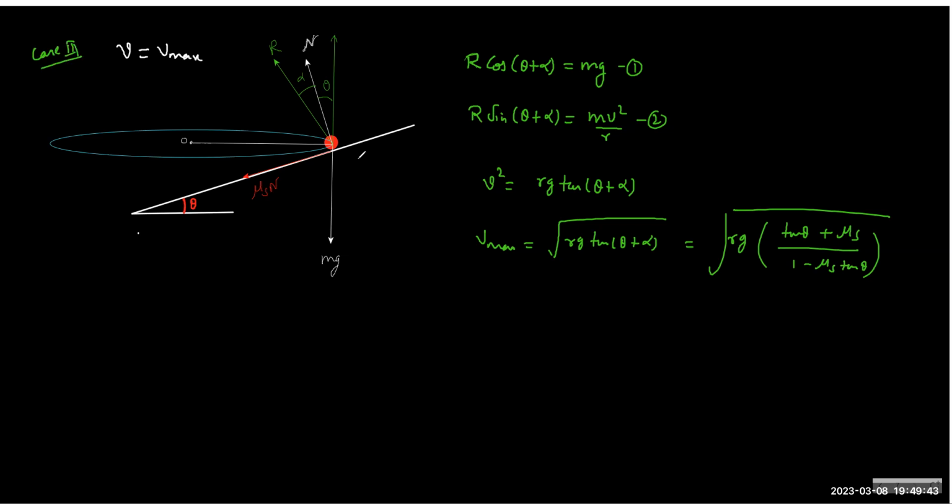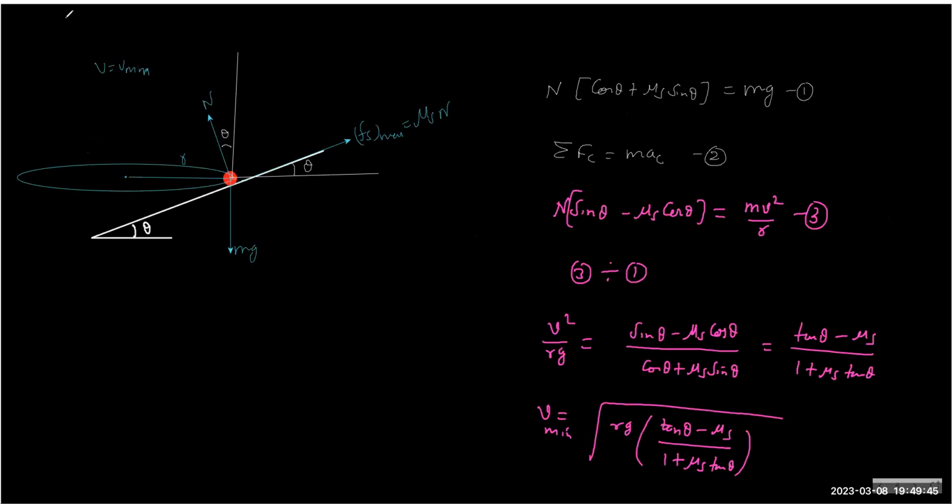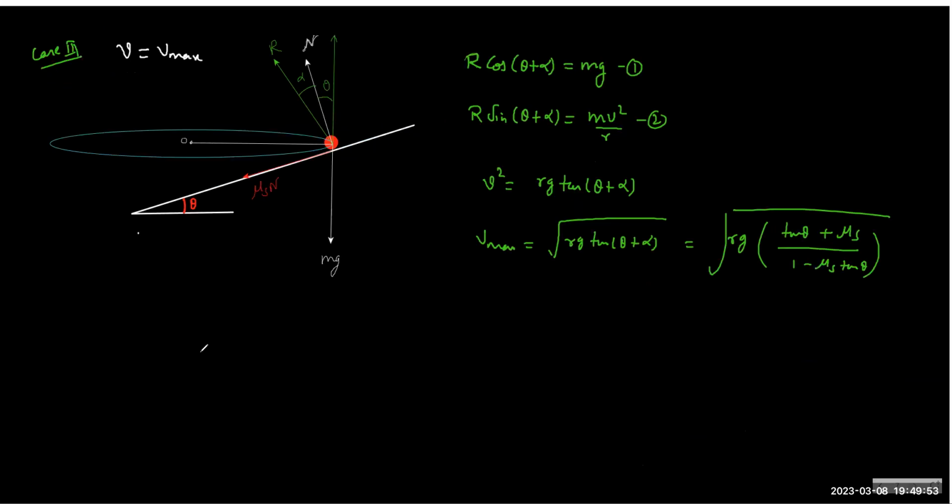So this will be case 3, I think. This is case 2. For V minimum and method 2, do it on your own. Okay. So I hope this is clear.